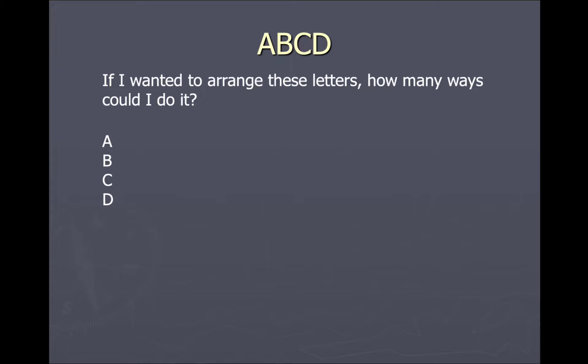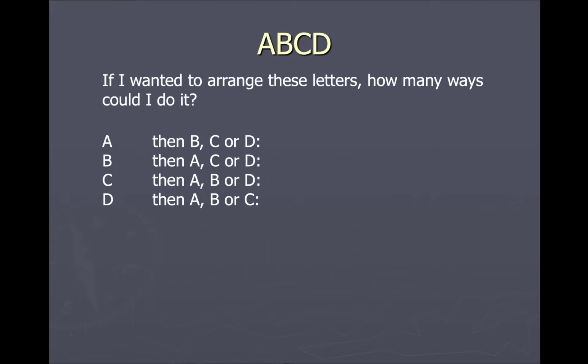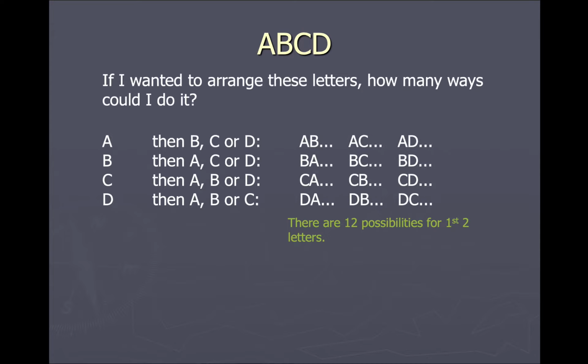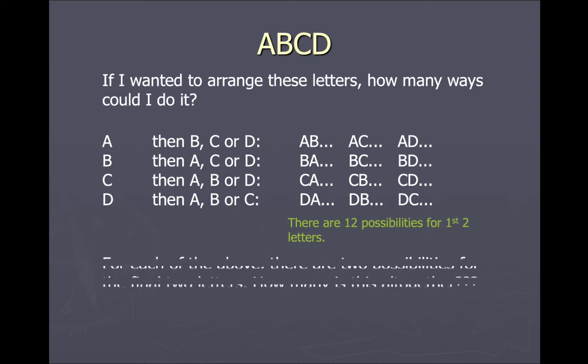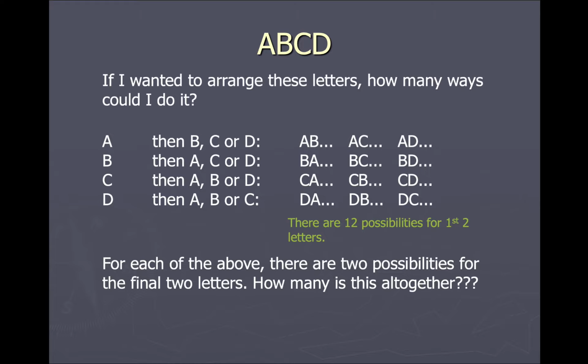So there are 4 choices for the first letter, A, B, C and D. When you choose the second letter, there are now only 3 possible outcomes. That gives us 12 possibilities for the first 2 letters. Then for each of the above, there are 2 possibilities for the final 2 letters.